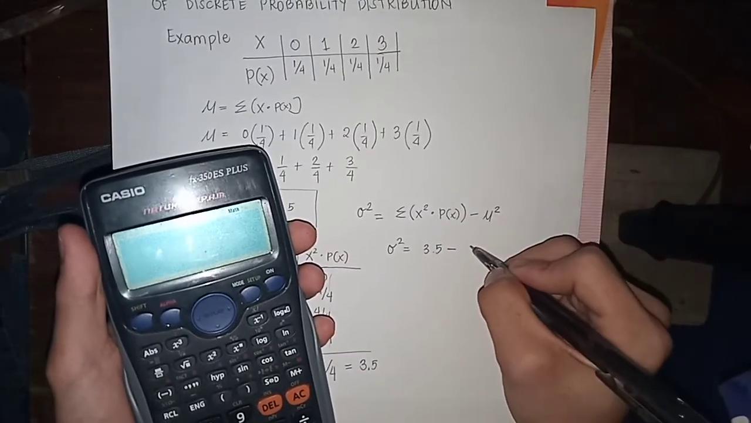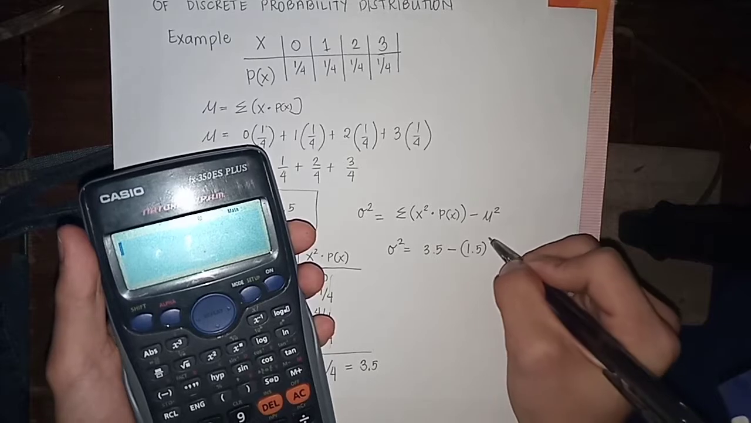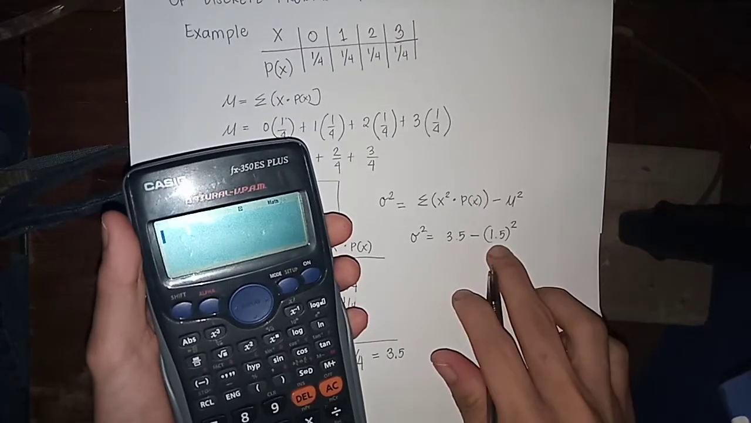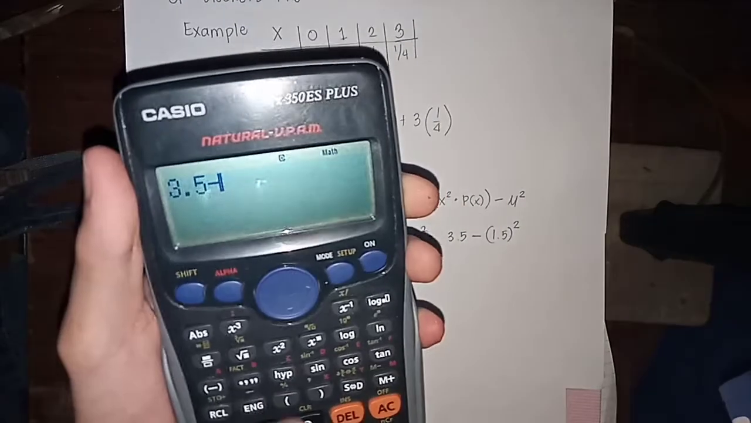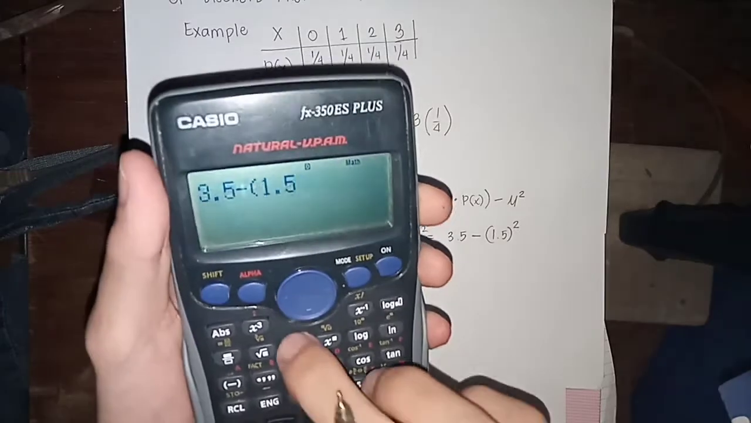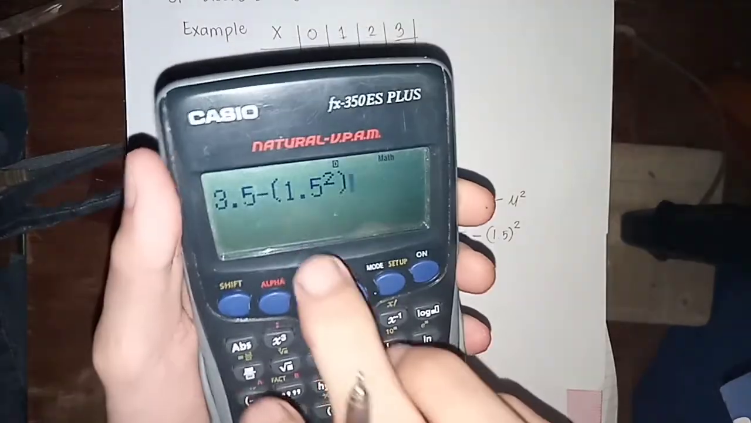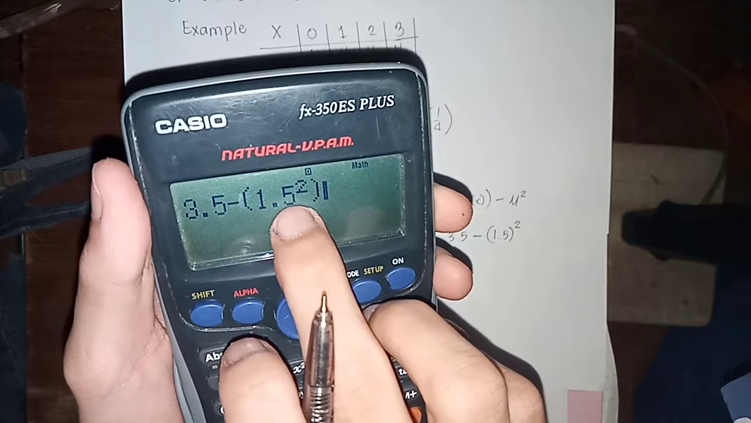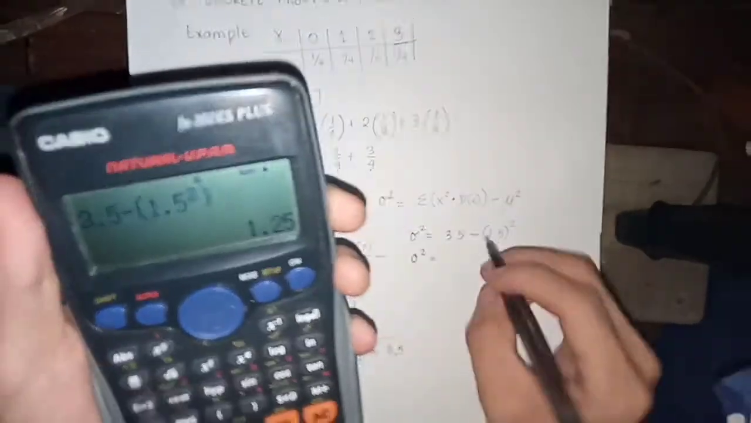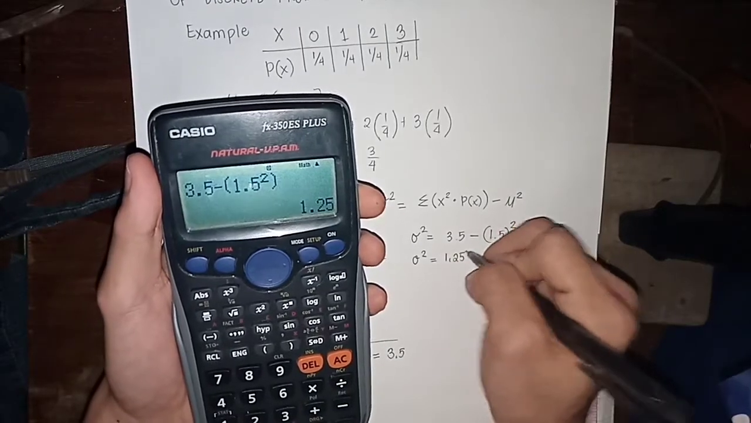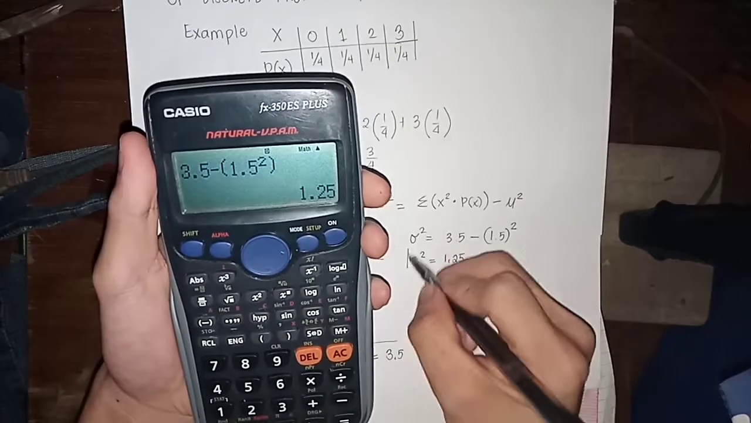minus, ano ba yung mean na nakuha natin? That is 1.5. So, ibig sabihin, i-square lang natin yung 1.5. Okay? So, sunod na gagawin, ikakalkula lang natin siya. The variance is equal to 3.5 minus 1.5 squared. So, minus natin yung square ng 1.5 sa 3.5, and that is 1.25. Therefore, the variance is 1.25.